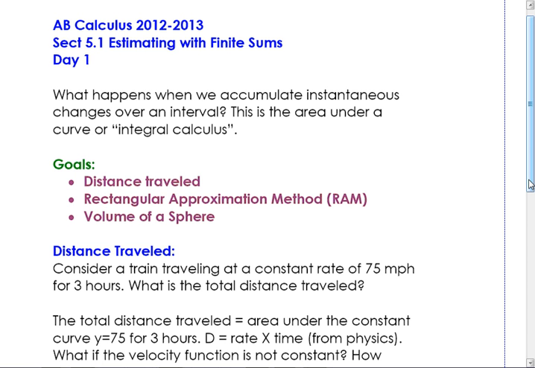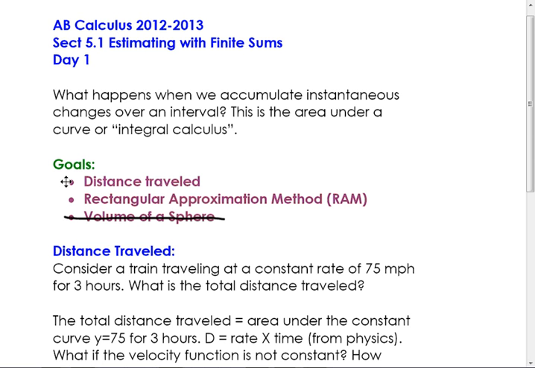Here's what we're going to do. In this chapter, we're starting integral calculus. What happens when you accumulate instantaneous changes over an interval? This is the other half of calculus. It's the area under the curve. So our goals today, and actually I'm going to cross one out, we're going to find the total distance traveled, and we're going to use rectangular approximation methods to find that. I didn't mean to cross that one out. We're not going to do the volume of a sphere. You will do something like that. I think that's tomorrow, out of the second day.